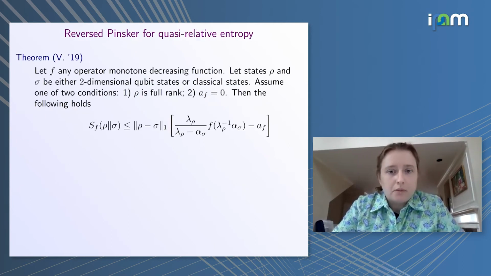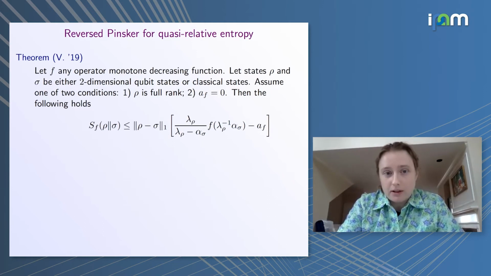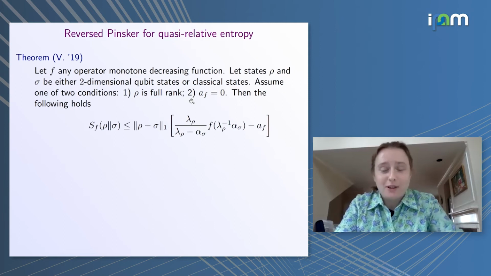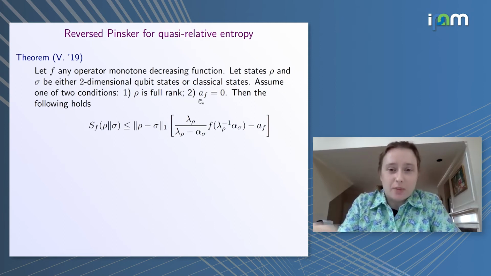Okay, how do you generalize those two inequalities for the f-divergence? Here is how I can do that. If you have two states, rho and sigma, either two-dimensional qubit states or classical states. In those two cases, you have two additional cases: rho is either full rank, or the function f is such that some coefficient is 0. I'm going to show in a second what that coefficient dependent on the function is. So just some special functions.